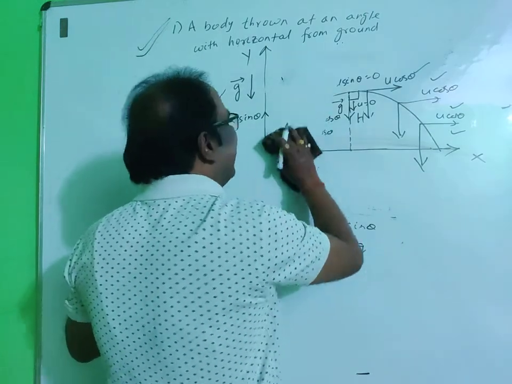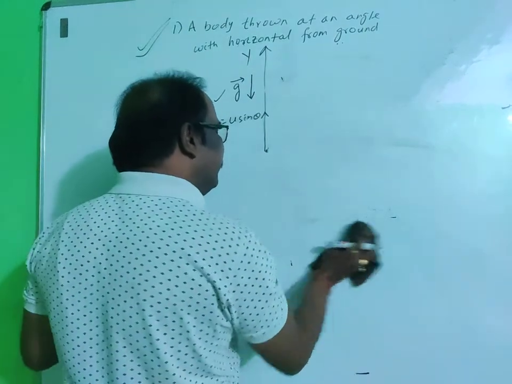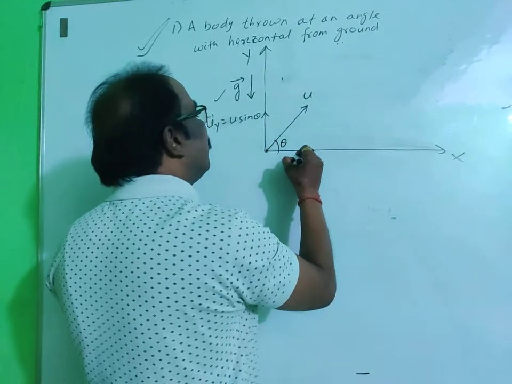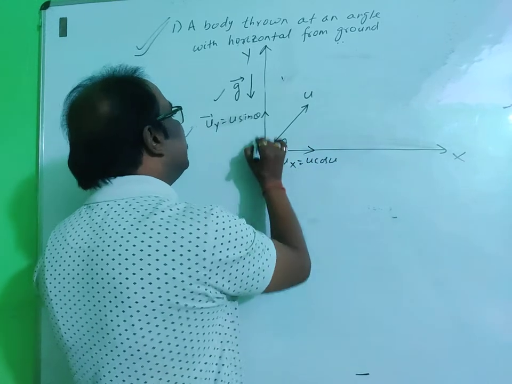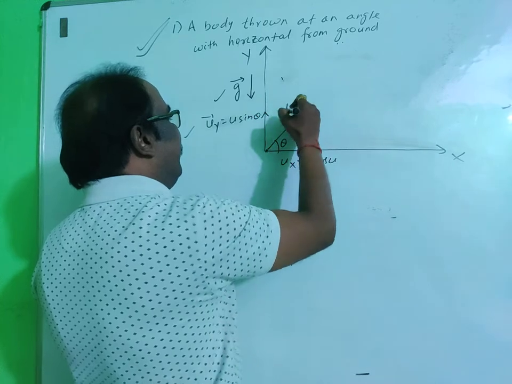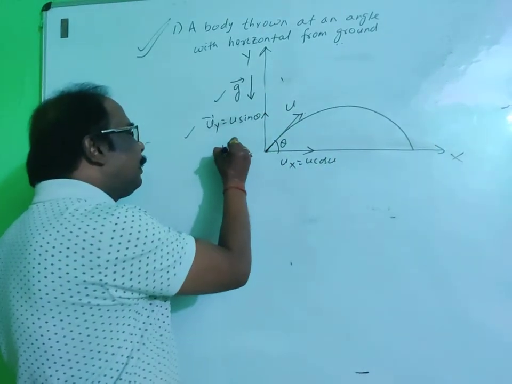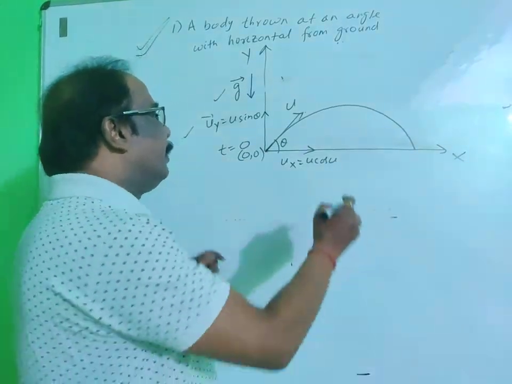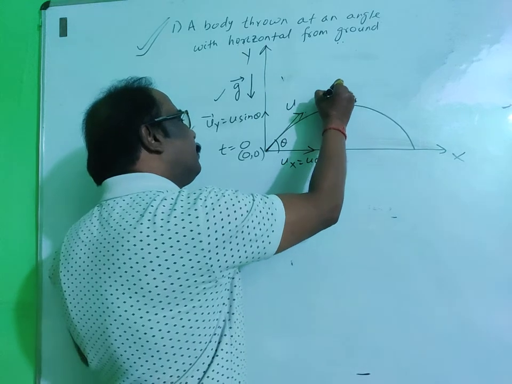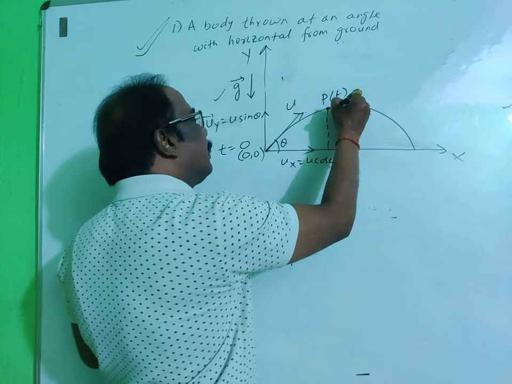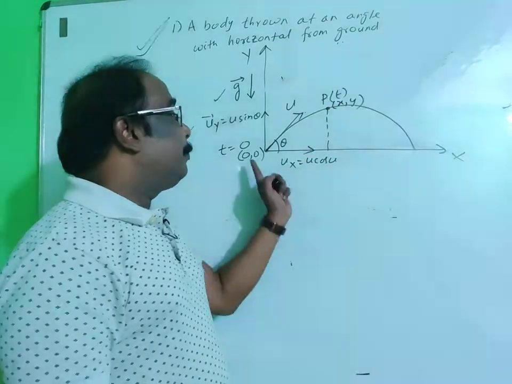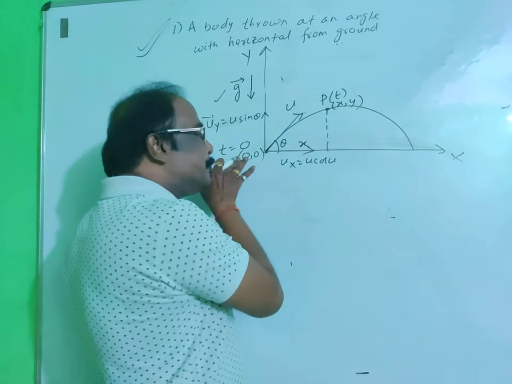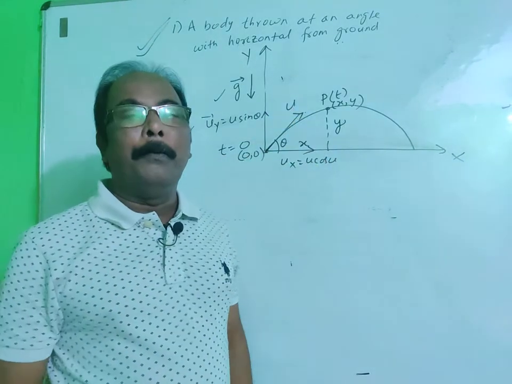Then our aim is to get the nature of the trajectory. What is the nature of the trajectory? This is the x-axis. The body is thrown with a velocity u making an angle theta. The horizontal component ux is equal to u cos theta, and the vertical component is u sin theta. The body is moving like this. Let the body be projected when time is 0 and coordinates are 0, 0. The value of x is 0, the value of y is 0. Let at any instant of time t, the body be at p, and the coordinates of this point are x, y. Means to reach p, the body has covered a distance x along the x axis and a distance y along the y axis. Clear?